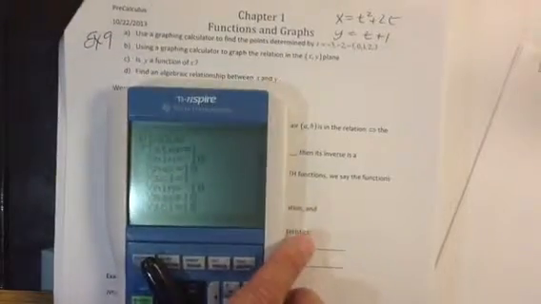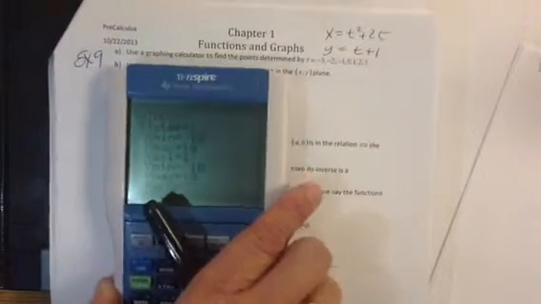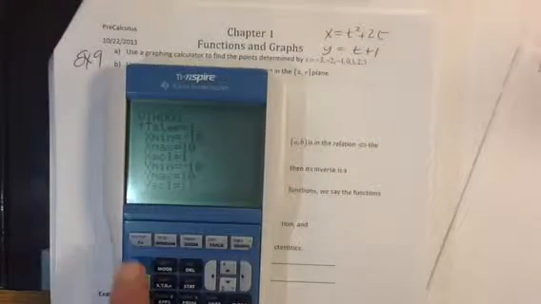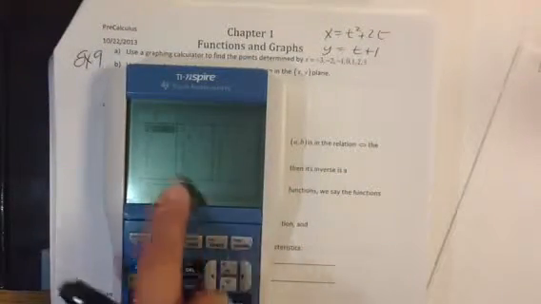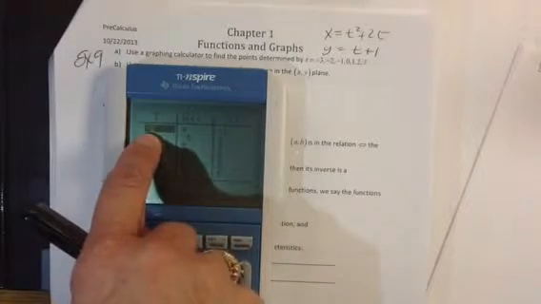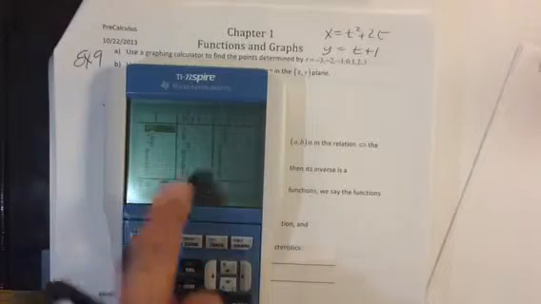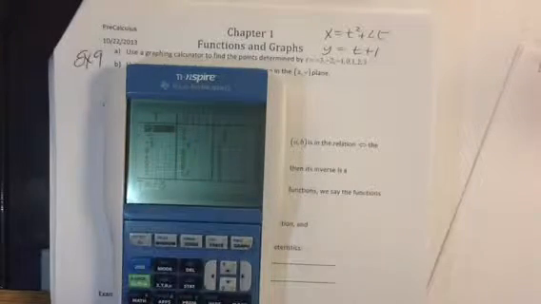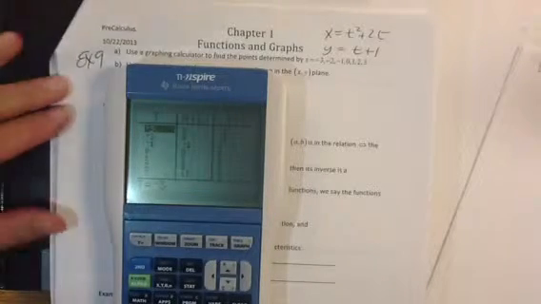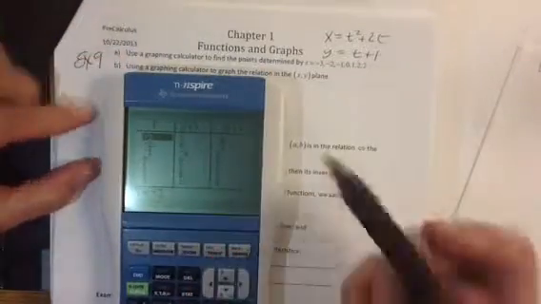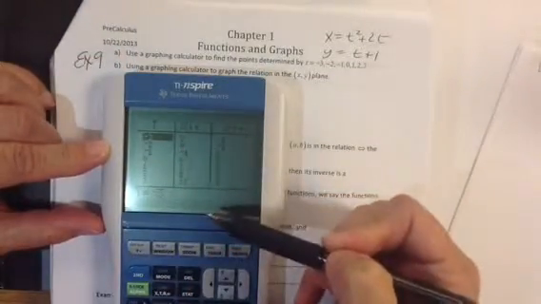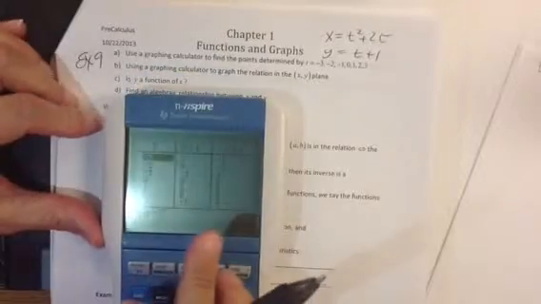The first thing they wanted us to do was to find the points. A couple ways you could do this. I could go to the table, and notice when t is negative 2, my point is (0, -1). When t is negative 3, my point is (3, 2). So I could list every single one of those down, and I'll do that. It says, using a graphing calculator, find the points. Well, we found them. There they are. Now it says graph it.